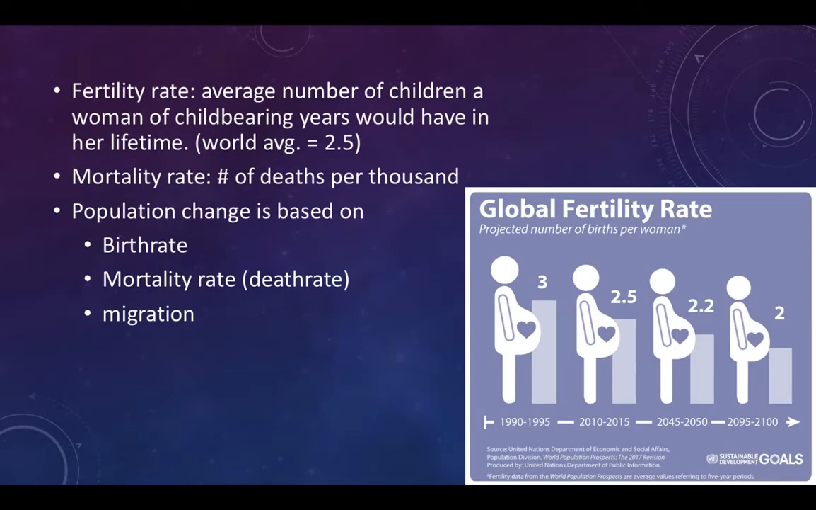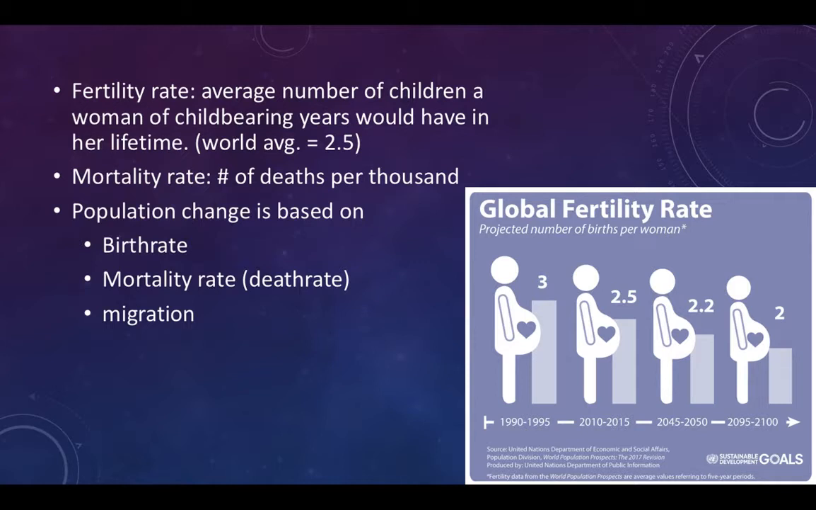All right, more terms. Fertility rate. That's the average number of children a woman of childbearing years would have in her lifetime. The world average is 2.5, which means the population is growing. In order for the population to stay the same, with no growth, it would need to be at 2, because it takes 2 people to make a baby.